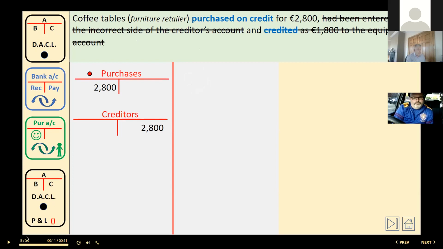So when I clicked that, the video played, and up came the transaction that should have been recorded. So it's a purchase on credit. The dot is the account they should know. We're saying we expect you to know that purchases is always on the left, and that it's on credit means it goes to the people on the other side.